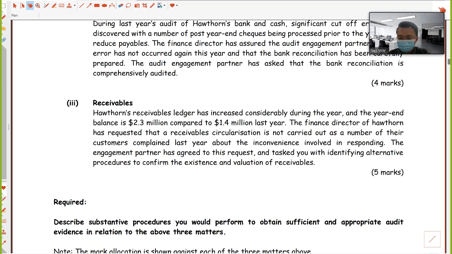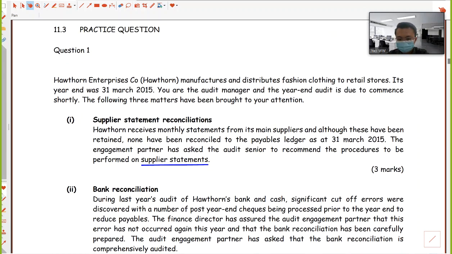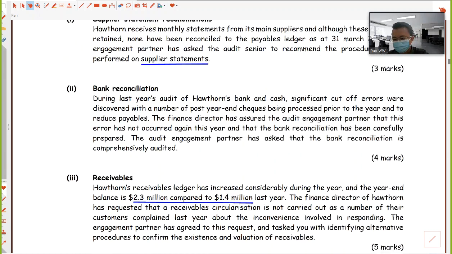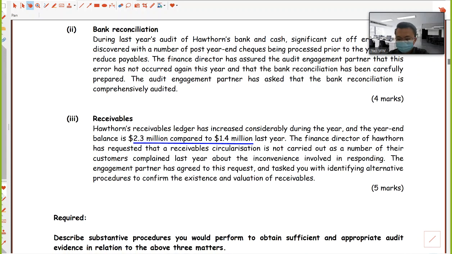Now class, this one, the scenario got points. First of all, increase in receivable by almost 2 times. Increase a lot. And you cannot do confirmation. Your partner also agreed already, so you still go and do? You are the audit manager, right? You have to listen to the partner. And partner say don't do, then don't do. And you have to do this: existence and valuation.